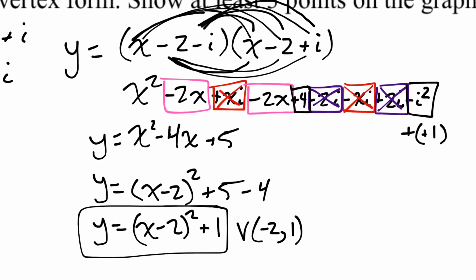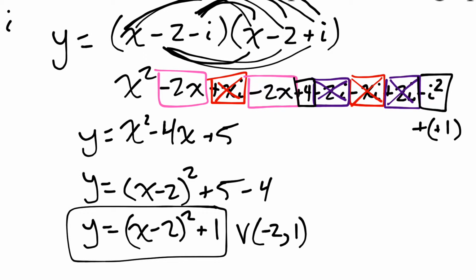If you look at the factored equation we started with, x minus 2 minus i times x minus 2 plus i, if you're savvy and you notice the patterns here, you can go straight from that disgusting factored complex form to vertex form if you are very, very tricky. If not, just multiply it out and cancel all the stuff that cancels. Sweet. And we get where we get.